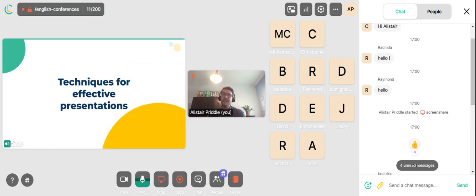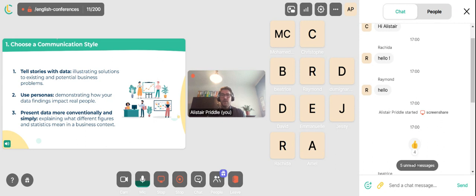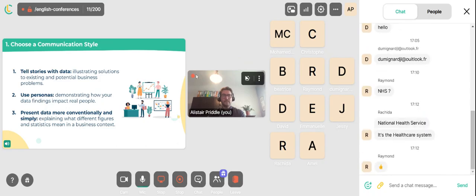Well, let's have a look at some techniques for effective presentations. So choose a communication style. Number 1, tell stories with data, illustrating solutions to existing and potential business problems.